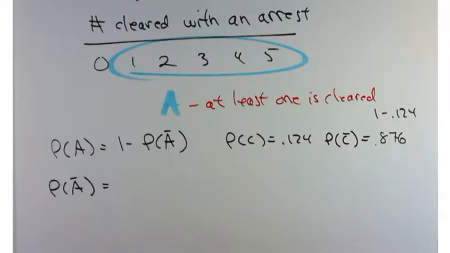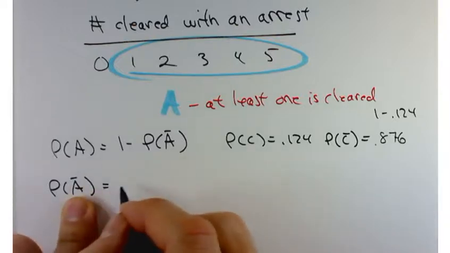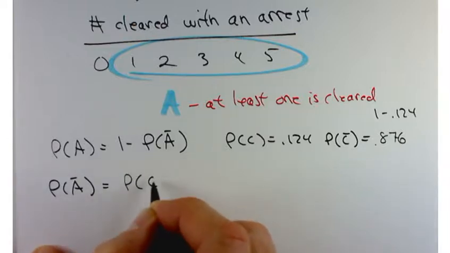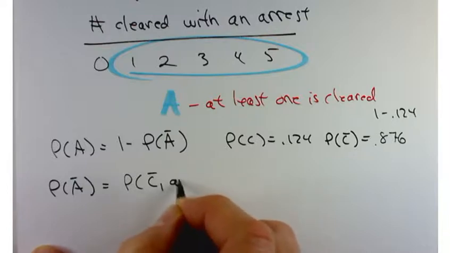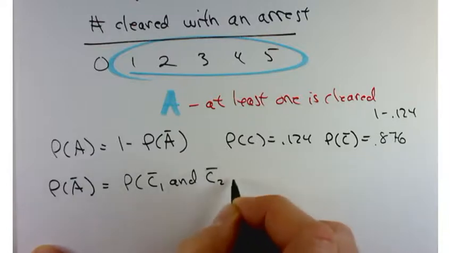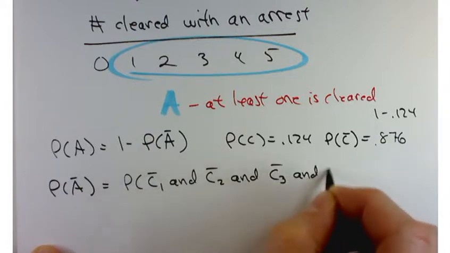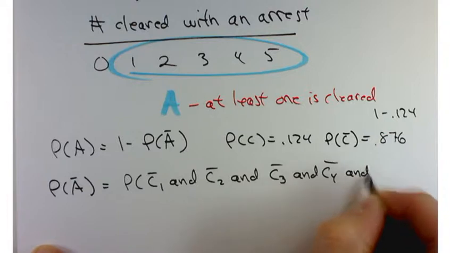Describe what has to happen if none of them get cleared. What's happening if none of them get cleared in terms of C or C bar? What's going on? Perfect. So the event that none of them get cleared means the first one doesn't get cleared, and the second one doesn't get cleared, and the third one, and the fourth one, and the fifth one.